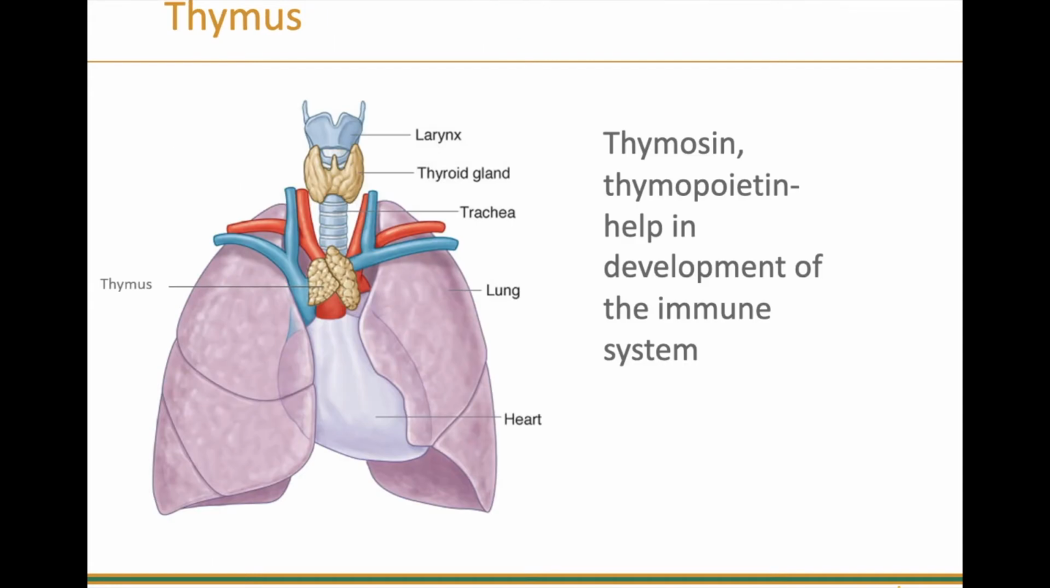Alright, next gland we're going to talk about is the thymus. This one is active when you're young. It kind of goes away as you age. Once you're done with puberty, it kind of goes away, but it produces thymosin and thymopoietin, and these help with the development of the immune system. So once your immune system is developed, once you're an adult, you don't really need this anymore. So again, they help with development of the immune system.